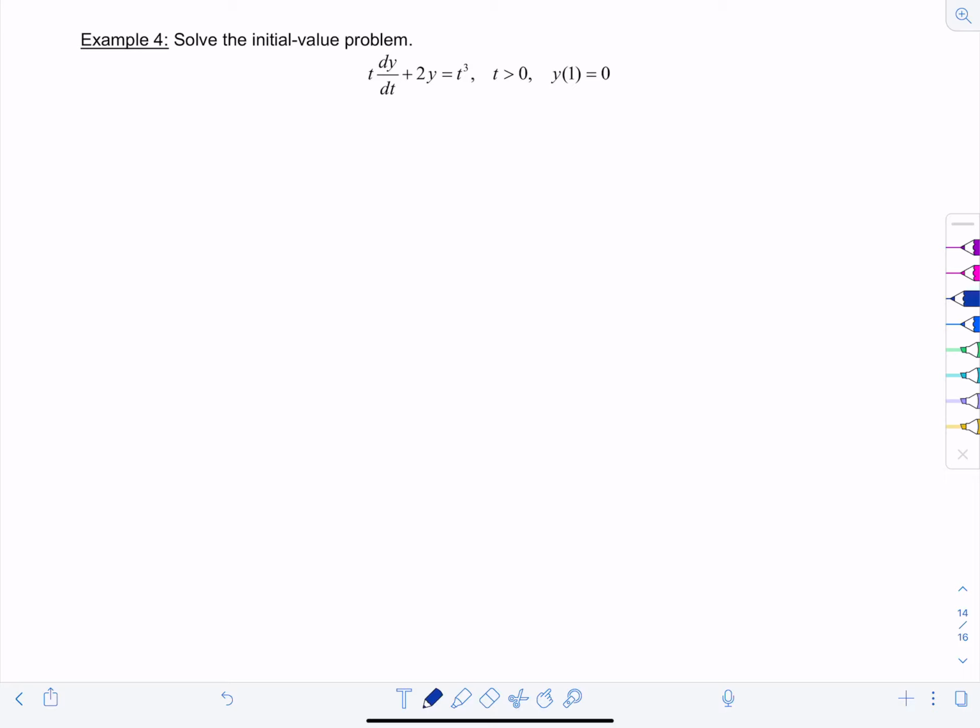All right, I want to put it in standard form for linear equations. So remember, the derivative has to be isolated. dy dt has to be all by itself. So I'm going to divide through by t. So that means 2y is going to get divided by t also. So we have dy dt plus, let's write this as 2 over t times y equals t squared. So there's my p of t sitting right there staring at me. Hi, I'm p of t. I'm 2 over t.